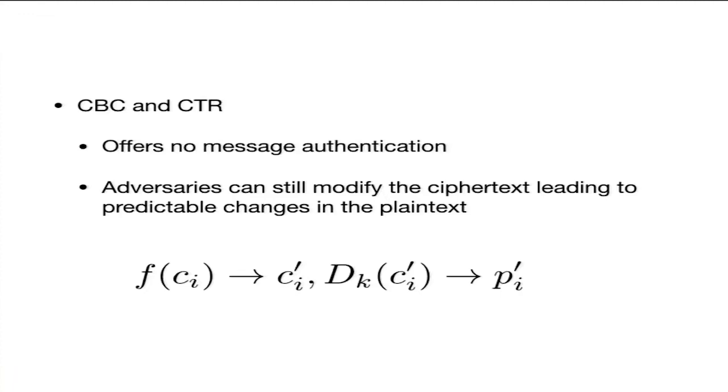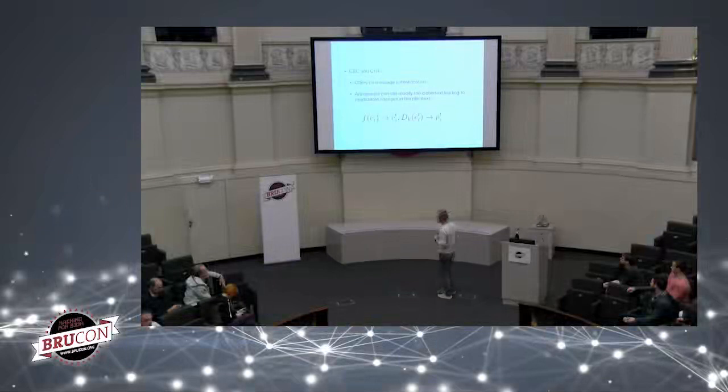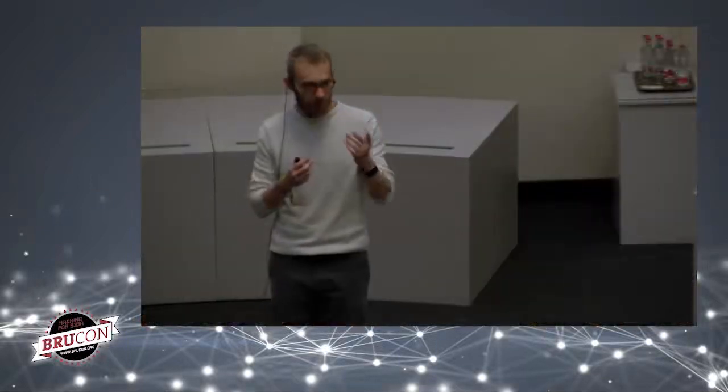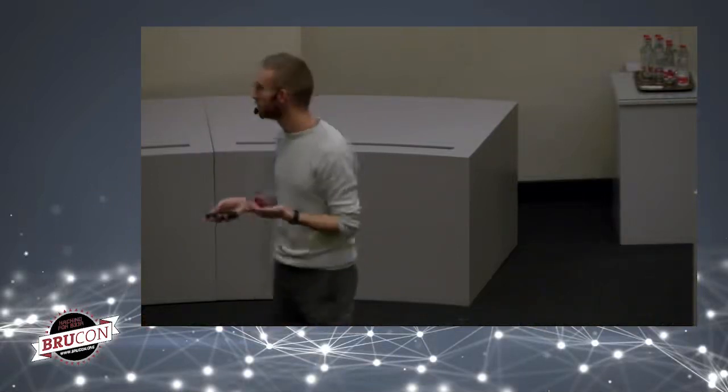If we have ciphertext CI, we can apply this function F to it, which will make some basic modifications to the message to get CI', which we can then decrypt to get back our modified plaintext. So this function D is not able to distinguish between a valid ciphertext or an invalid ciphertext, as in ciphertext which has been modified.